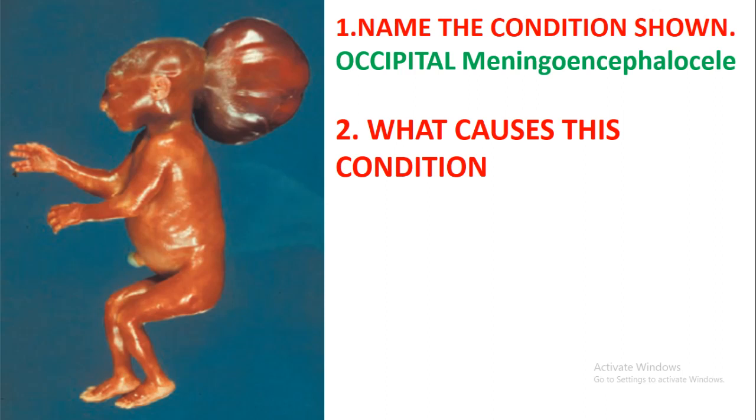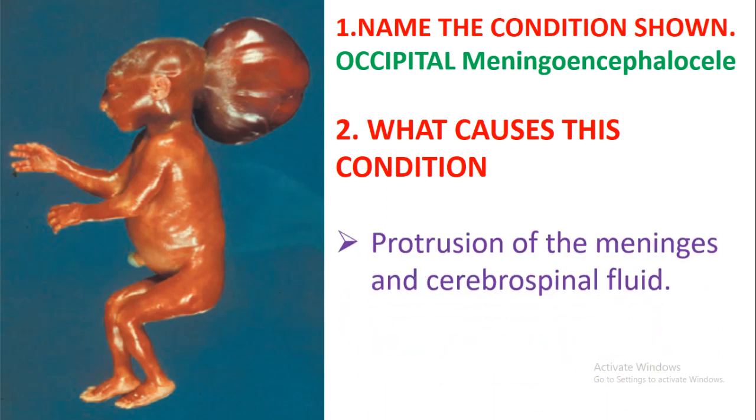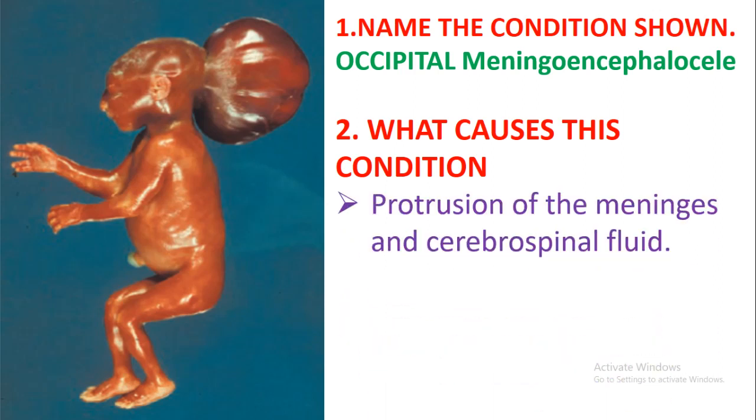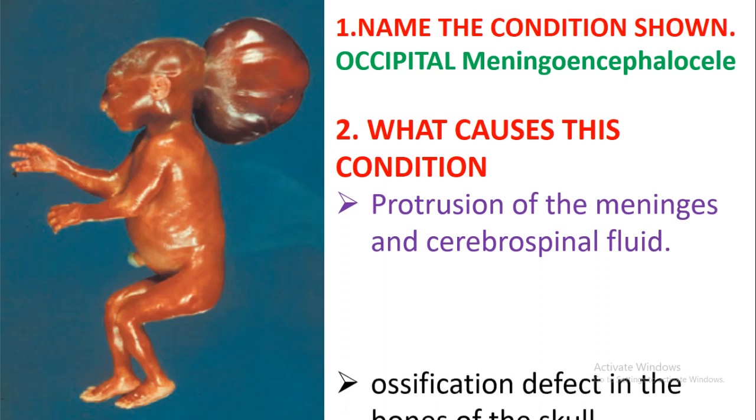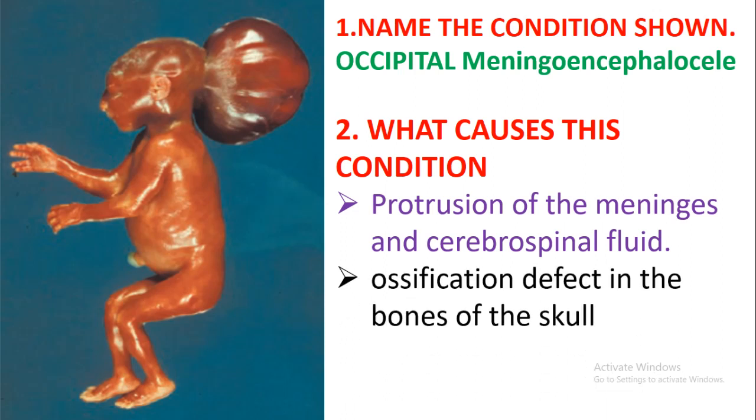The difference between meningoencephalocele and encephalocele is that meningoencephalocele just involves the protrusion of the cerebrospinal fluid and also the meninges. In this case, the brain is not being protruded. So that's the cause of this condition. And this condition is also caused due to the ossification defect in the bones of the skull.